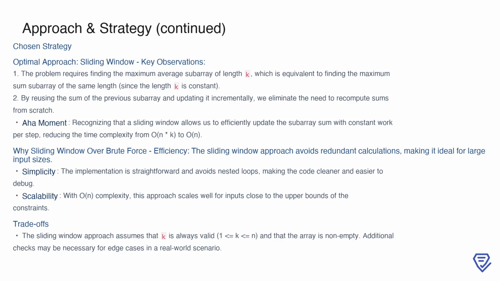The sliding window approach stands out as the optimal strategy for solving this problem. The key insight here is that finding the maximum average subarray of length k is equivalent to finding the maximum sum subarray of the same length, since the divisor k is constant across all averages.